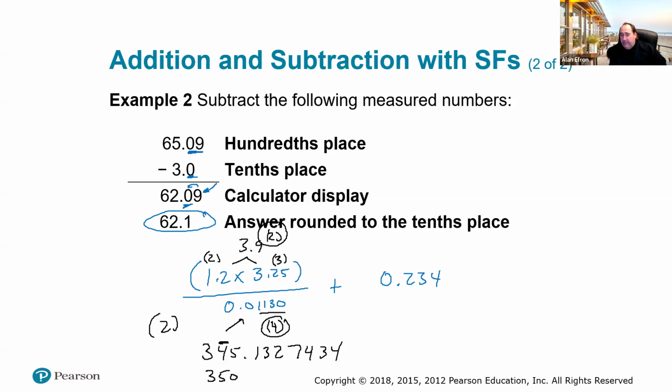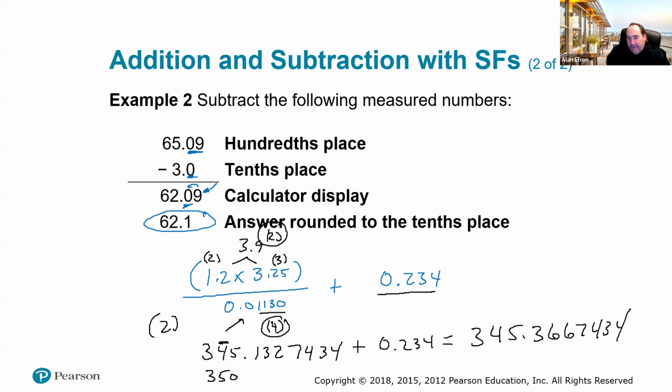So there is a second part to this, which means we're now transitioning to adding, which means technically we're going to take this number and add this to it, right? If I take that number and add that to it, without an extra decimal point, I will get on my calculator 345.3667434. And maybe if I added it to this guy where I did round, 350 plus 0.234, it's going to give us 350.234.